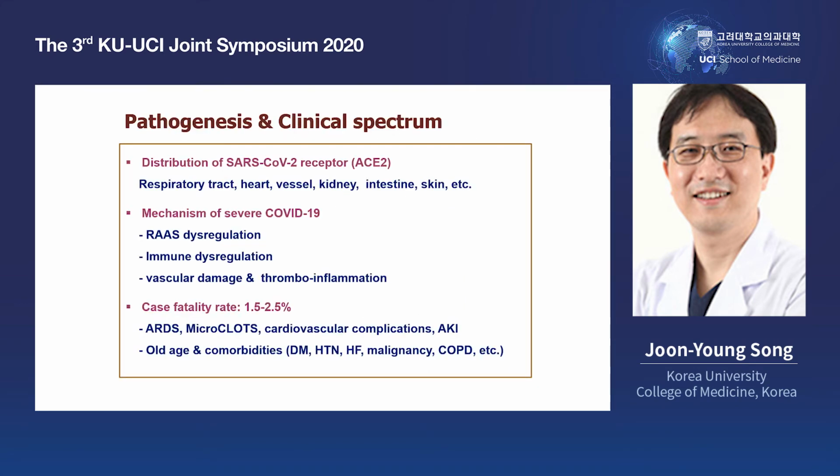In summary, SARS-CoV-2 receptor ACE2 is widely distributed in human bodies across respiratory tract, heart, blood vessel, kidney, and intestine. In the development of severe COVID-19, RAS dysregulation, immune dysregulation, and thromboinflammation are 3 important mechanisms. The case fatality rate of COVID-19 is thought to be about 2%, but the fatality rate is much higher in the elderly and chronically ill patients. Therefore, it is very important to block the transmission of COVID-19 to high-risk groups, as can be seen from the contrasting results between South Korea and Italy.